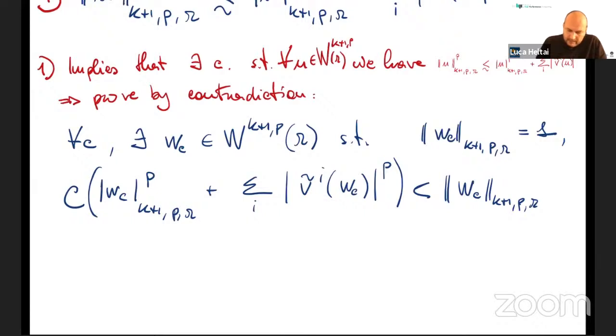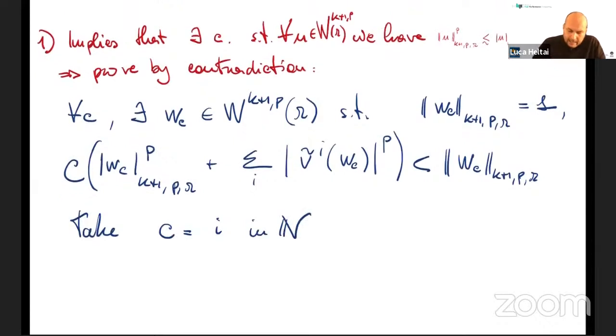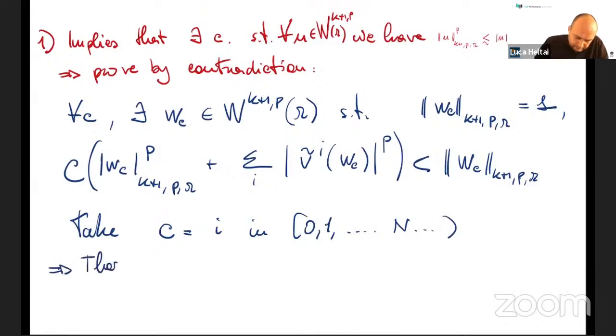So in other words, what I want to say here is I take C to be equal to I in N, for any number I in N. And what I'm saying here, so in the interval 0, 1, N, so for any real number, and I construct the sequence. So I'm saying that there exists a sequence.